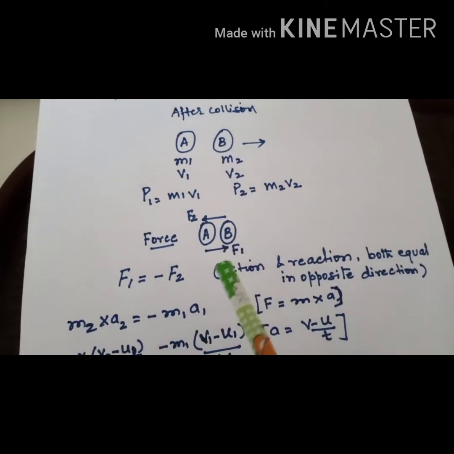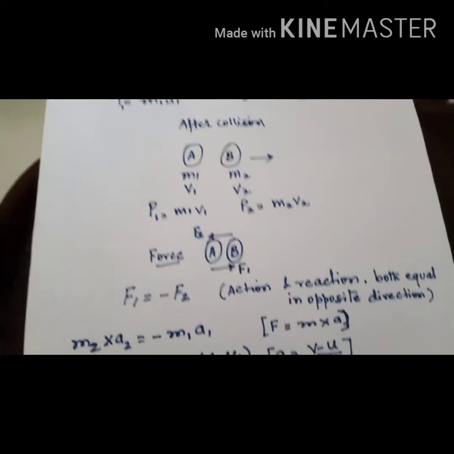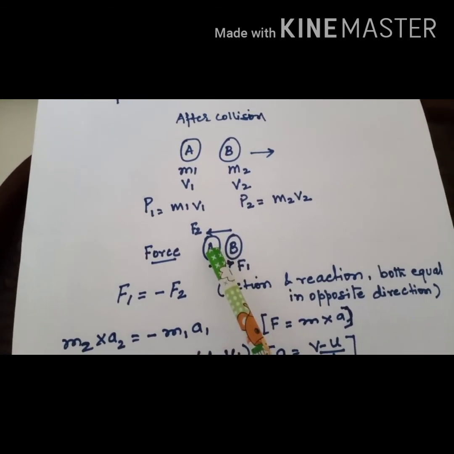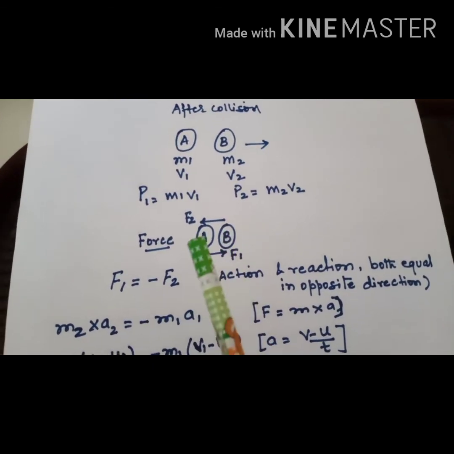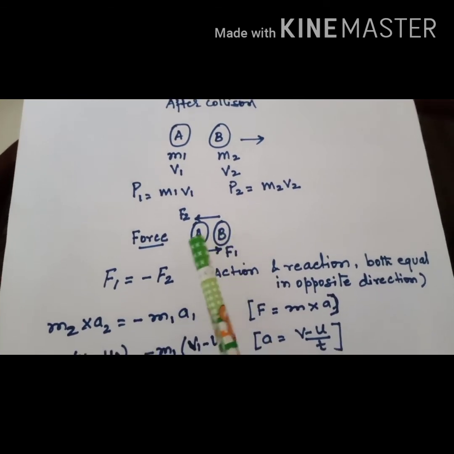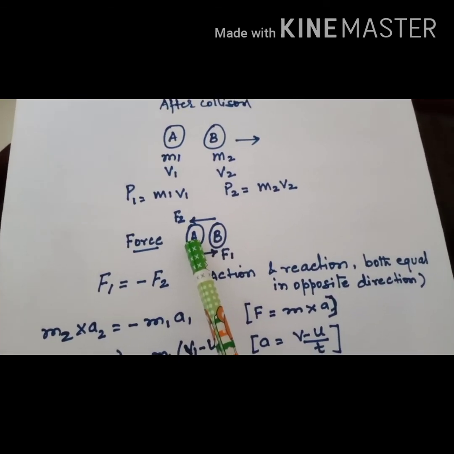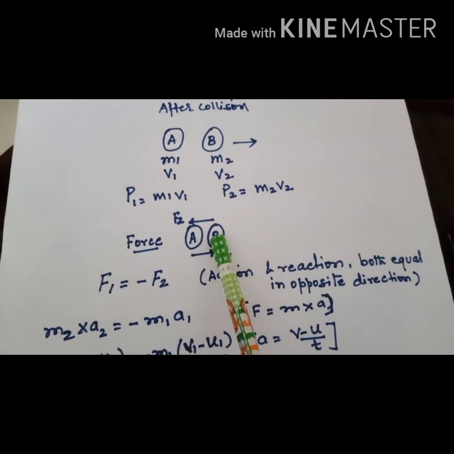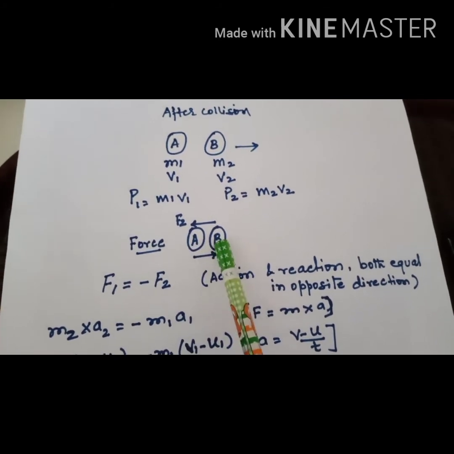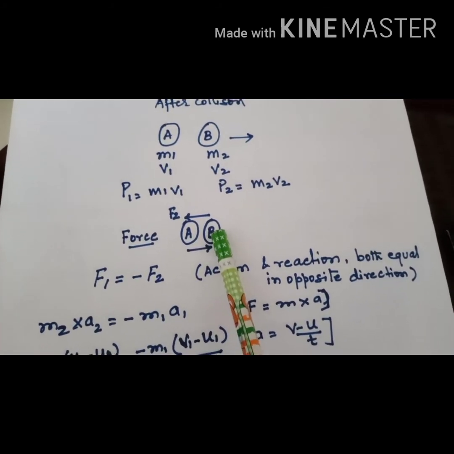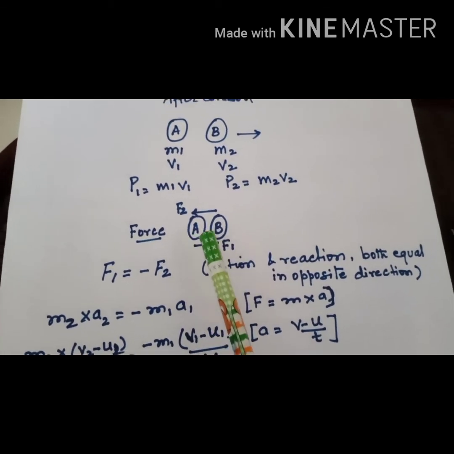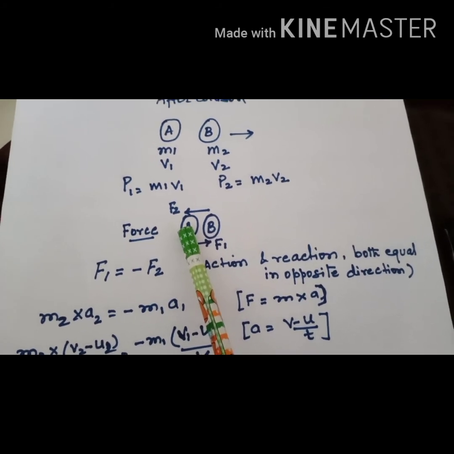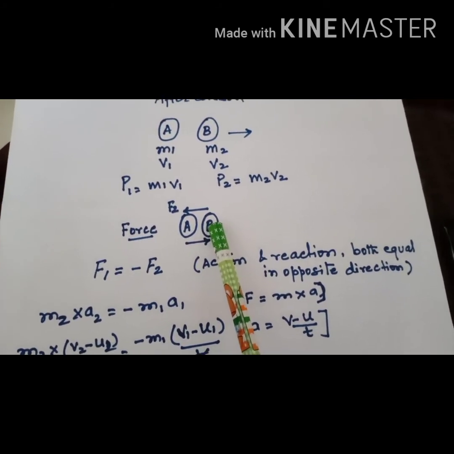Now students, focus on this point. As Newton suggests, Newton's third law: every action has an equal and opposite reaction. When the collision is happening, what is happening basically? The object A is hitting the object B or vice versa. Whoever is hitting is applying a force on that object. So in this case, a force F1 is applied by object A on object B.